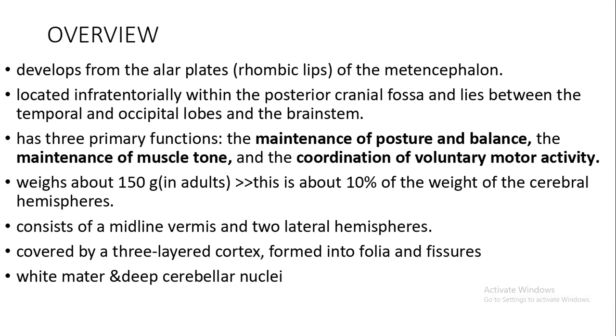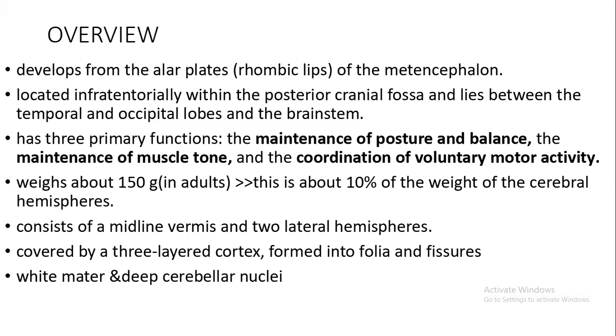The cerebellum during development develops from the rhombic lips of the metencephalon. It's located infratentorially; above it is the tentorium cerebelli, the fold of dura mater within the posterior cranial fossa, and it lies behind the brainstem. It has three primary functions: the maintenance of posture and balance, the maintenance of muscle tone, and the coordination of voluntary motor activity. So it's also a component of the motor system.